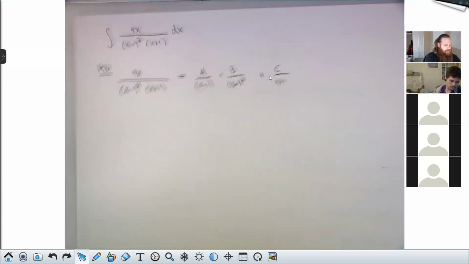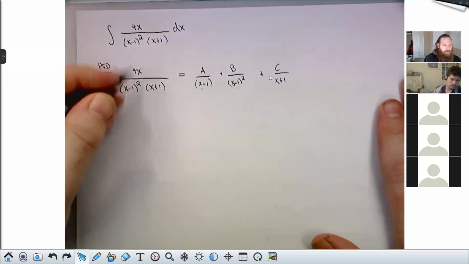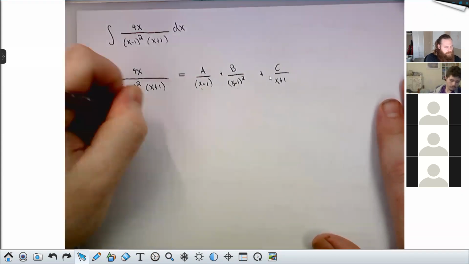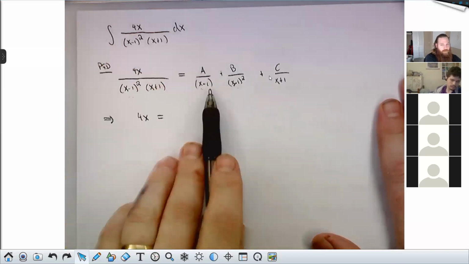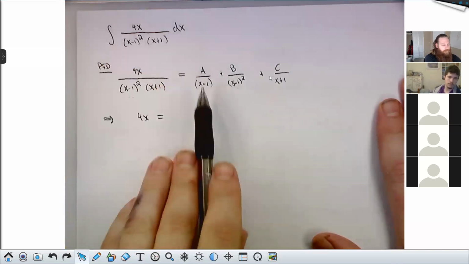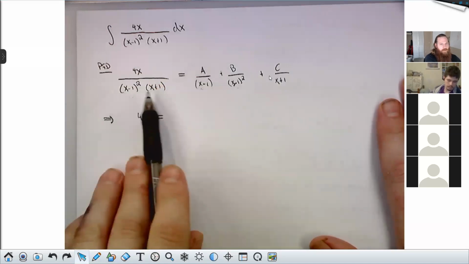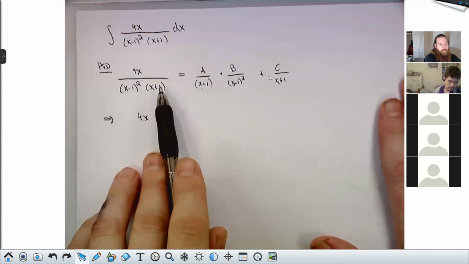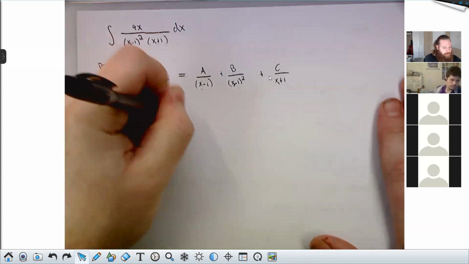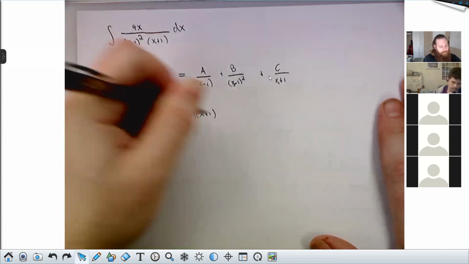Now from here, everything goes just like it did in our first 3 examples. I cross multiply to kill all the fractions. The left-hand side will be 4x. The right-hand side is going to be a little more complicated. If I multiply a over x minus 1 by x minus 1 squared times x plus 1, one of the x minus 1s will cancel, one of them will survive, and the x plus 1 will survive. So I'll have a times x minus 1 times x plus 1.